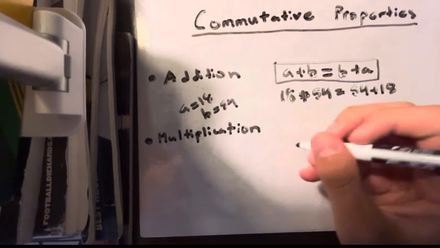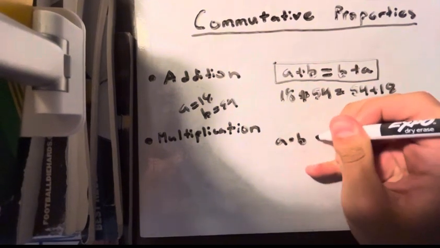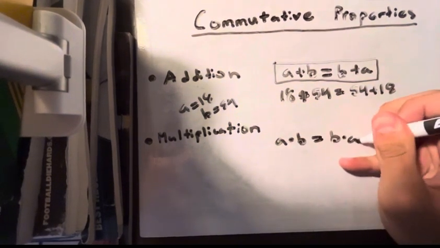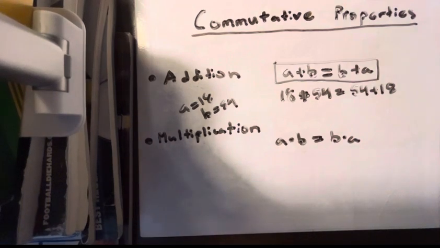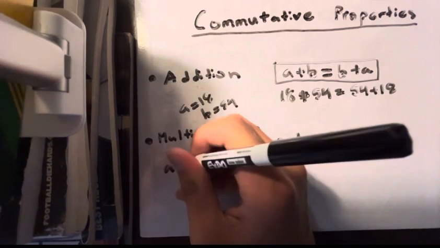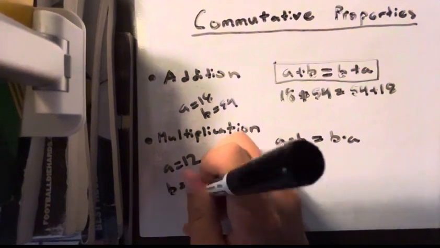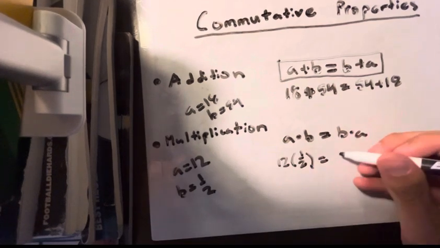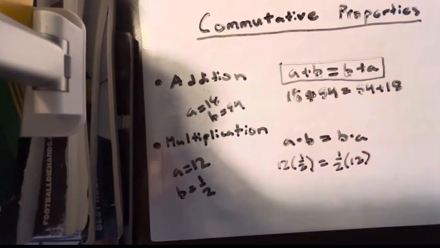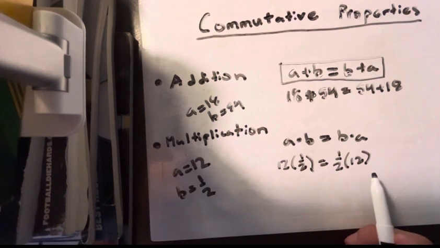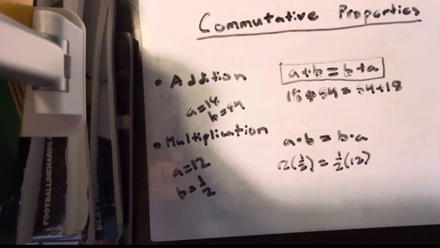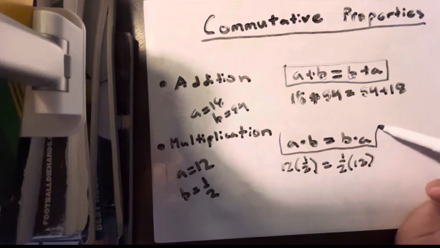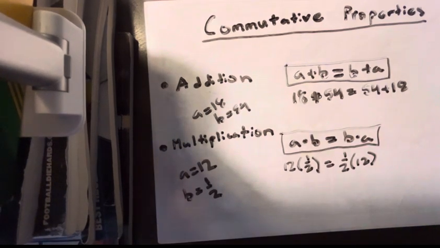Next is the multiplication property. Very, very similar. A times b equals b times a. For example, let's use a equals 12, b equals 1/2. We have 12 times 1/2 equals 1/2 times 12. Both sides are going to end up being 6, and that means this multiplication property, commutative property, is true. So that is our first one, and I'll show you the next one in a second.